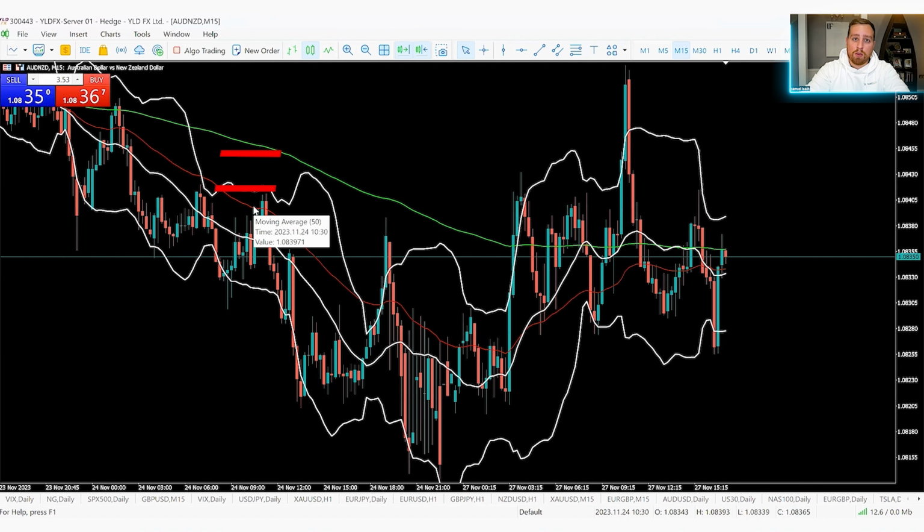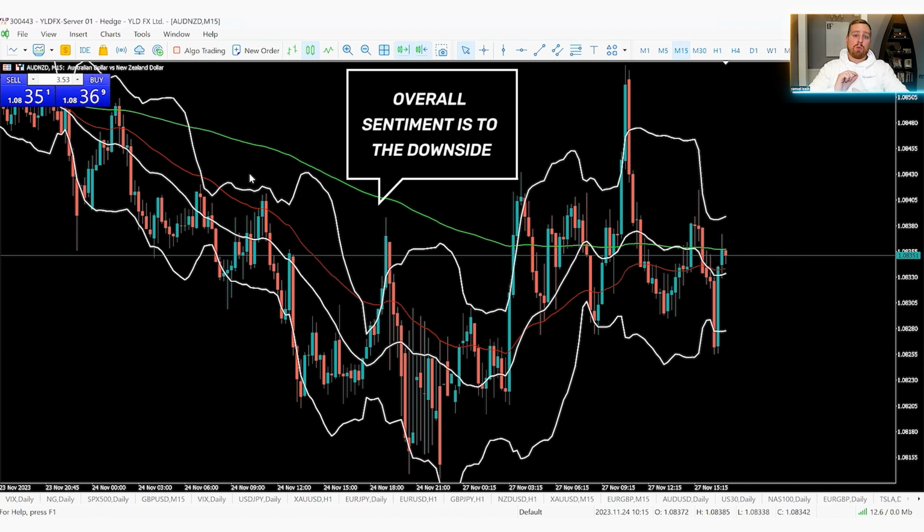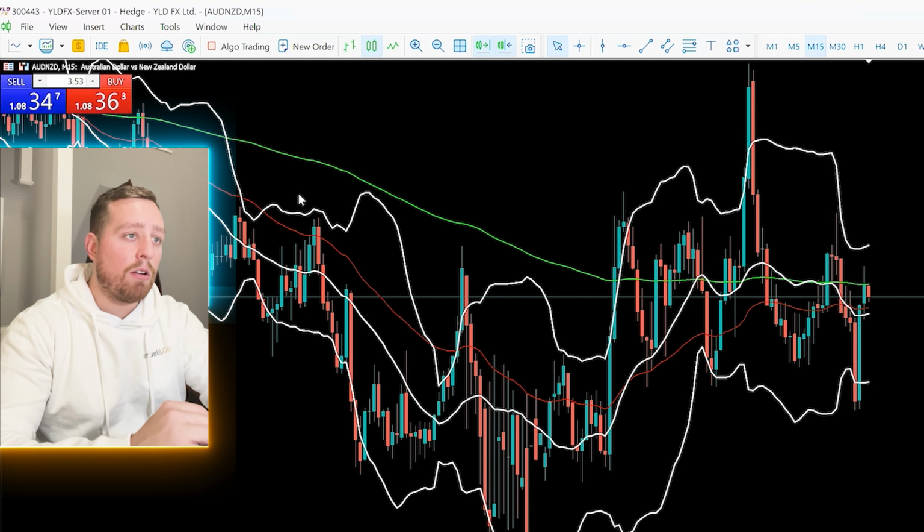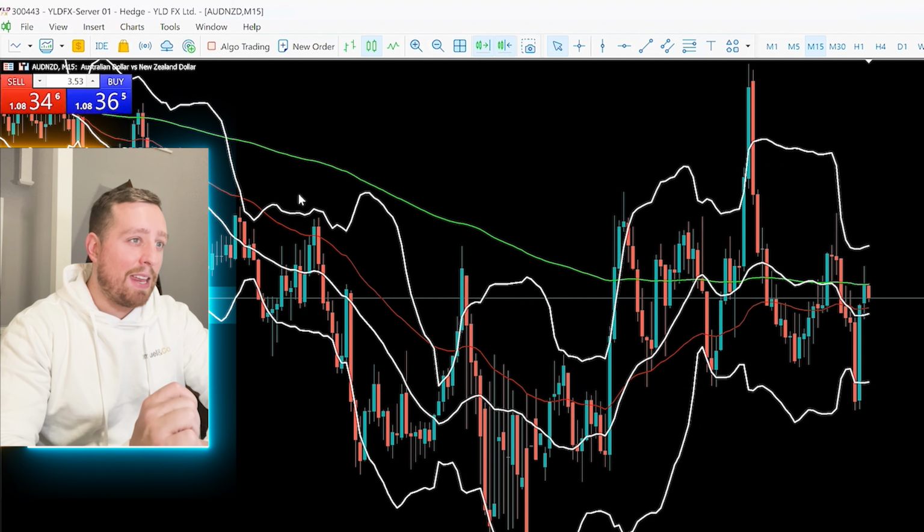We have our short-term moving average below our long-term moving average, meaning that the overall sentiment on this current time frame is to the downside. Now we do know that looking at the daily, because of the pair's correlation between the two currencies, it is very much range bound anyway.